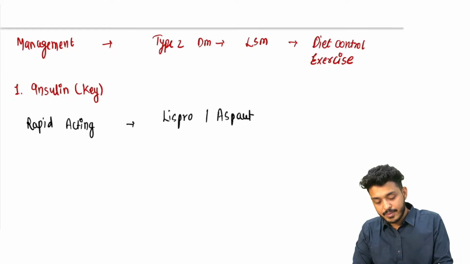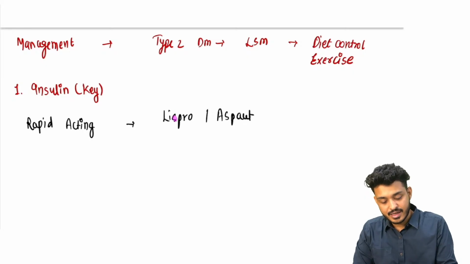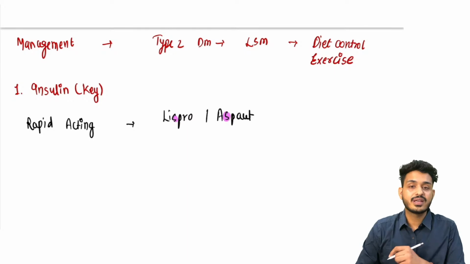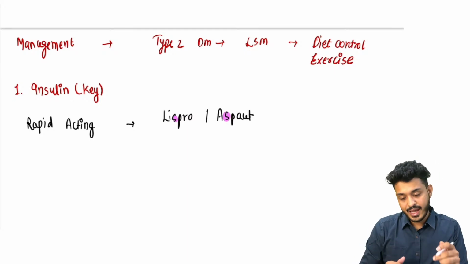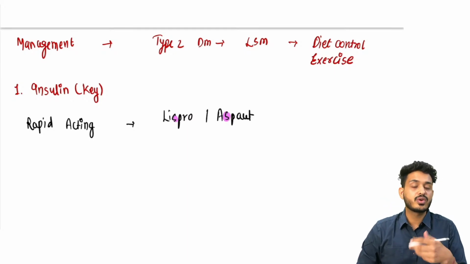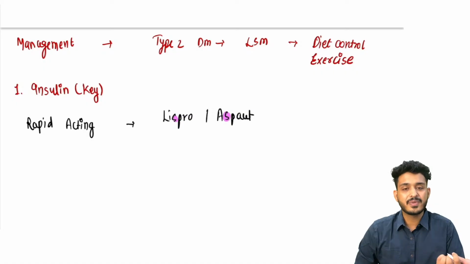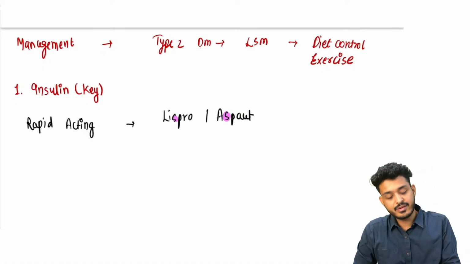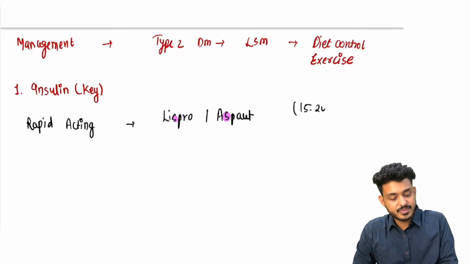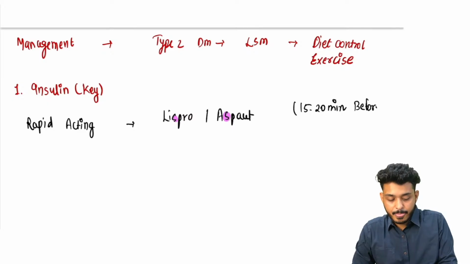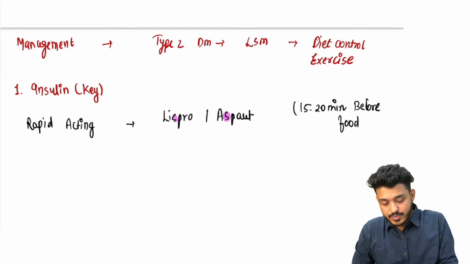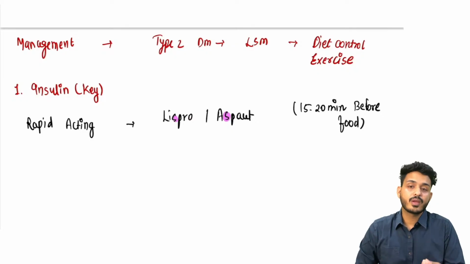How you can remember them, you can understand this. It will be having S, it will also have the S. So this is going to be the Lispro and Aspart that we are going to use. This is what we are going to give preprandial. That means before the food, like we can give it 15 to 20 minutes before the food. These are going to be good if you are going to give before the food, right?